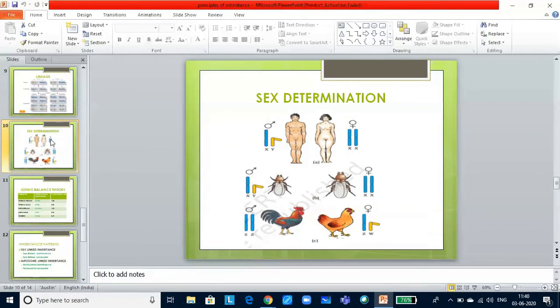Now, there are 4 basic types of chromosomal mechanism. If you look at humans, it is the XX-XY system. Whichever system we talk about, the first one we use is for the female.